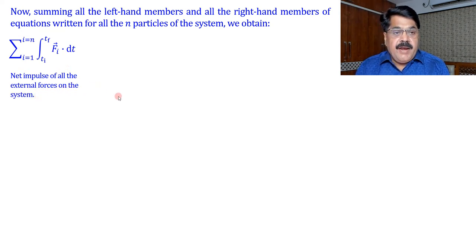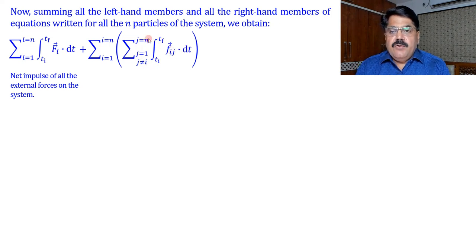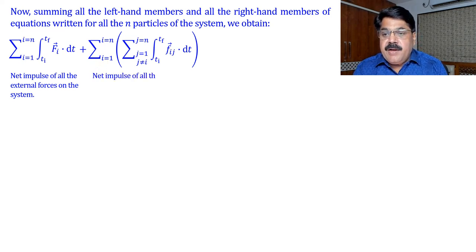Again now we add the impulse of all the internal forces. So for that let us write here summation i is equal to 1 to n, and here summation j is equal to 1 to n, j is not equal to i, integral ti to t final vector fij dt. So you can see the term under the bracket is the impulse of all the internal forces of the system acting on the ith particle. Now if you vary i from 1 to n, it will be the net impulse of all the internal forces of the system. So here, net impulse of all the internal forces of the system.